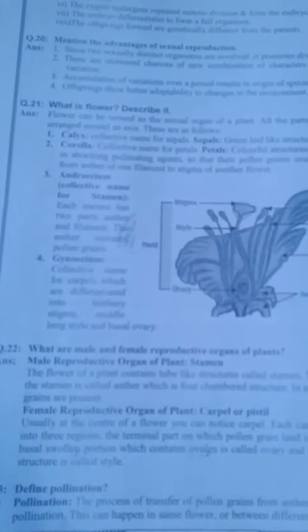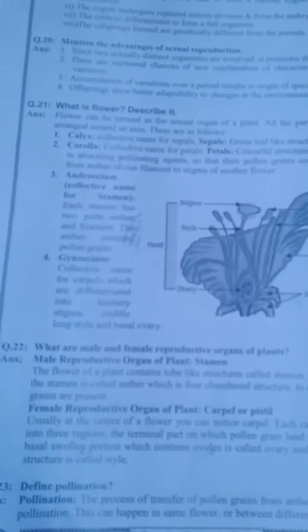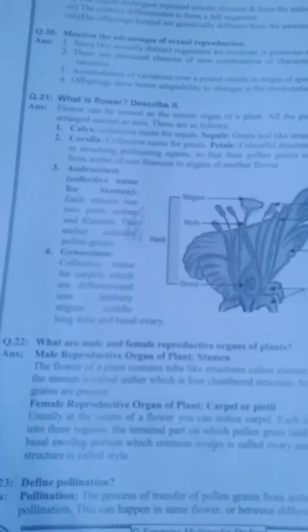The top part of carpel is called stigma. Stigma is for receiving the pollen grains from the anther of stamen. During pollination, stigma is sticky so that pollen can stick to it. The middle part of carpel is called style. Style is a tube which connects stigma to the ovary.